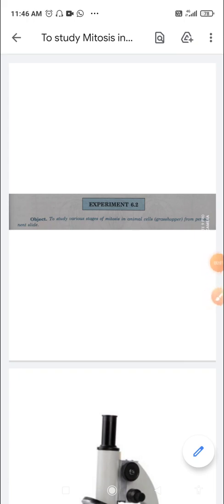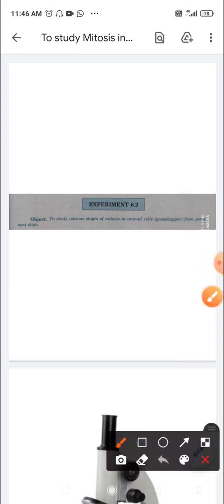In the previous video, we had talked about mitosis in plant cells. So, we studied the various stages of mitosis in plant cells, and now the second practical that you are supposed to do is to study the various stages of mitosis in animal cells, and of course from the permanent slides. Grasshopper is the specimen that is taken. We will study the stages of mitosis in grasshopper.